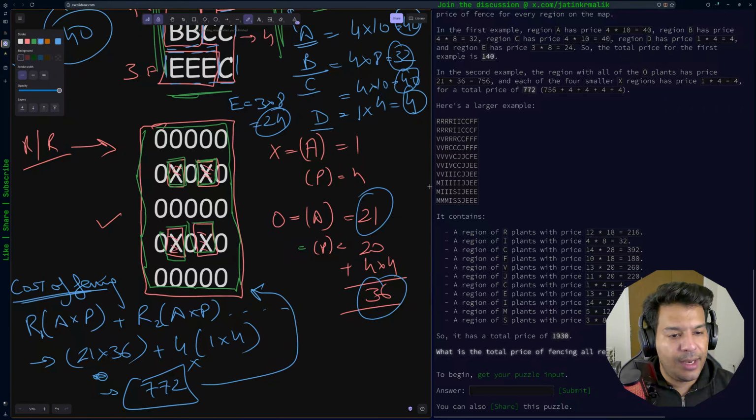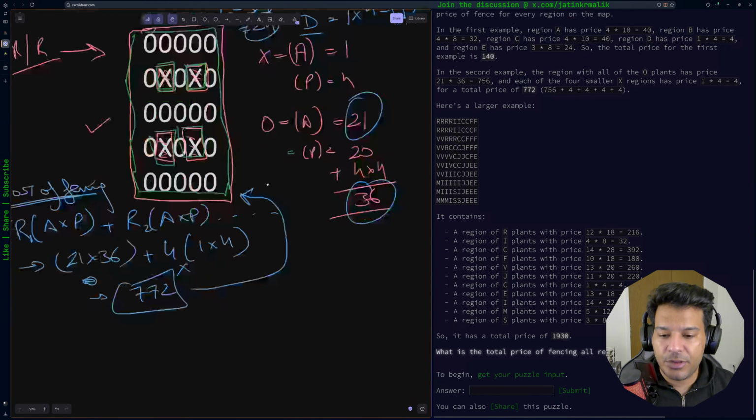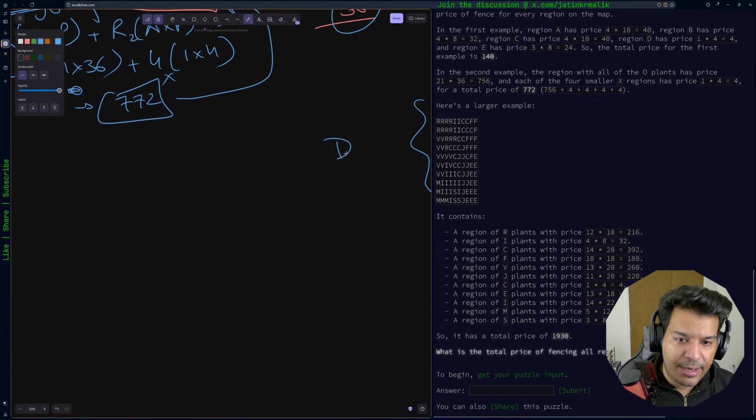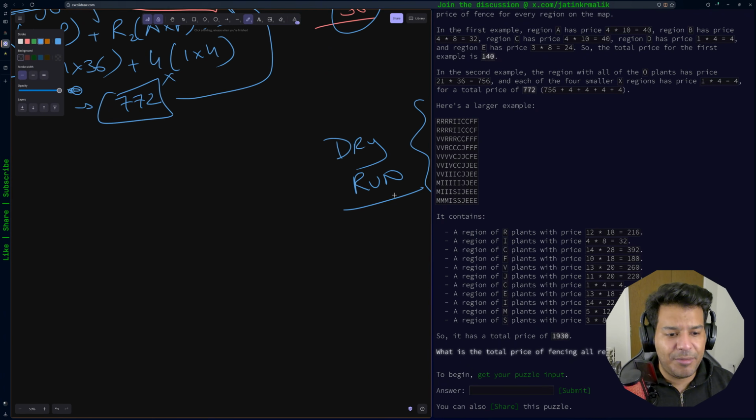Now we are given a larger example where we have multiple crops. So we have R, I, C, F, V, M, S, J, A. And then it has given us the same kind of calculation. I'm going to skip this in the interest of time, but it's a good exercise for you to do a dry run of this puzzle as well. Maybe use an interactive whiteboard and do that. And we are calculating the price.